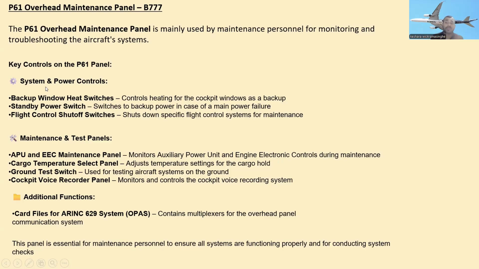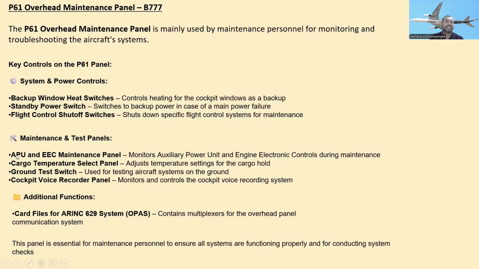Under system and power controls, they have three backup window heat switches used for controlling heating for the cockpit windows as a backup, and the standby power switches to backup power in case of main power failure, and flight controls shut-off switches shut down specific flight control systems for maintenance.